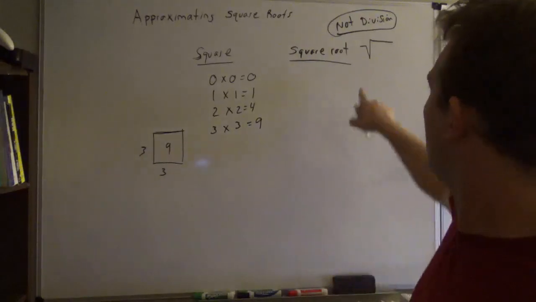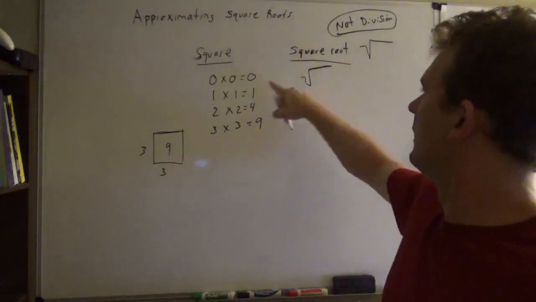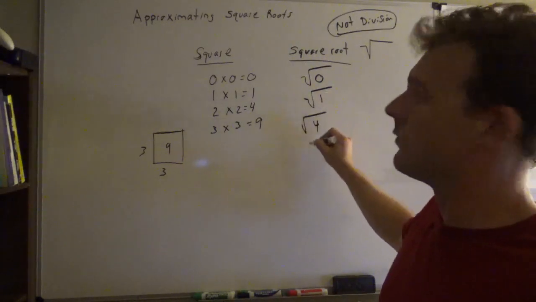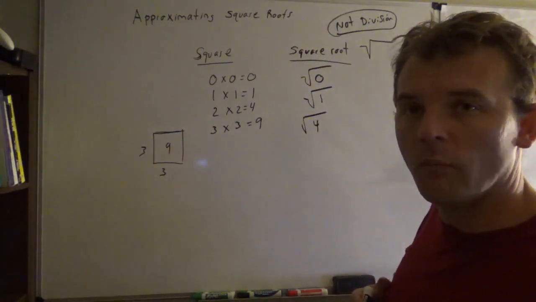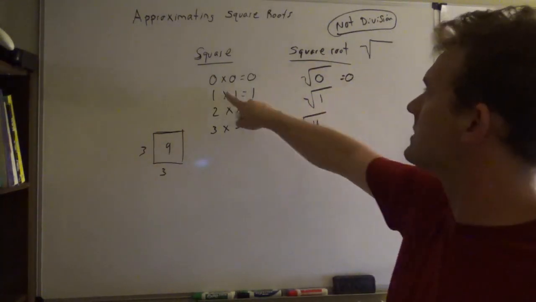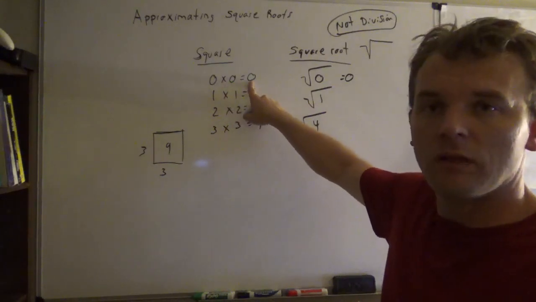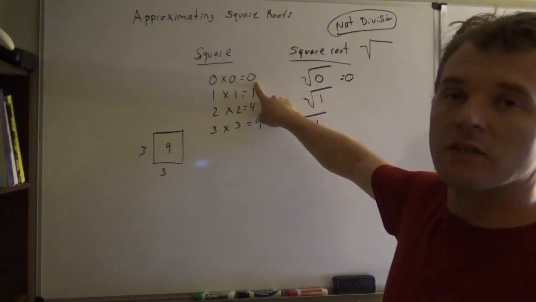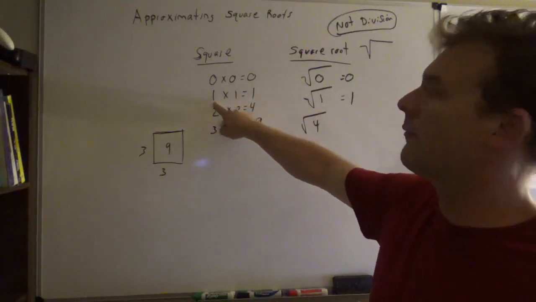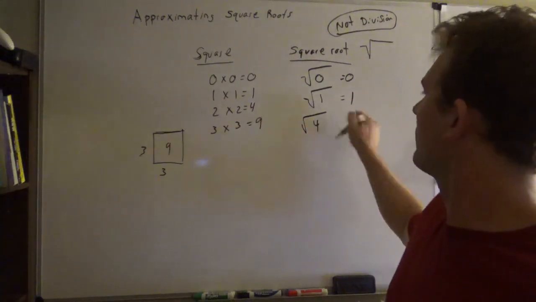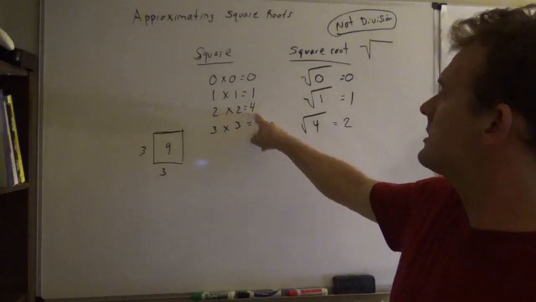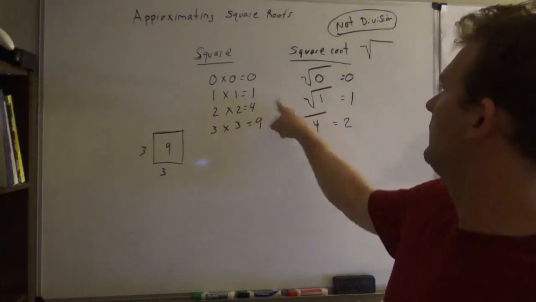So here we go. Let's take the square root of 0. Let's take the square root of 1. Let's take the square root of 4. Now what's the square root of 0? Well, 0, because 0 times 0 is 0. So the square root of 0 gives you back 0. What's the square root of 1? Well, that's just 1 times 1. What's the square root of 4? Well, that's 2. Because you're just doing the opposite.